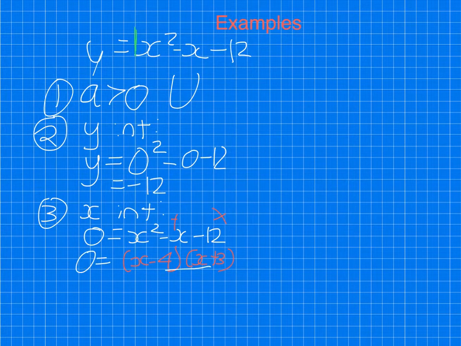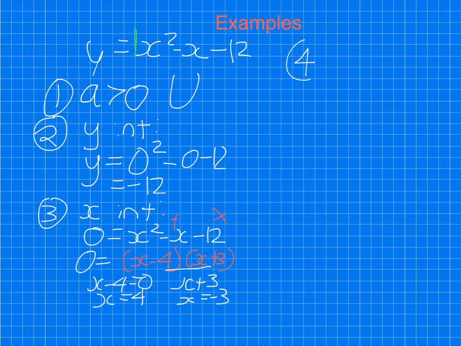If 2 things multiply to 0, either the first thing equals 0, in this case that means x equals 4, or the second thing equals 0. In this case that means x is minus 3. So this will have 2 x-intercepts, one at x equals 4, one at x equals minus 3.